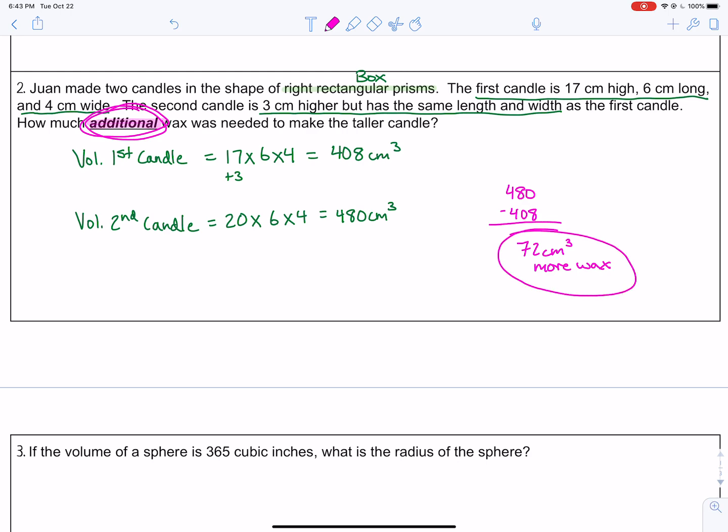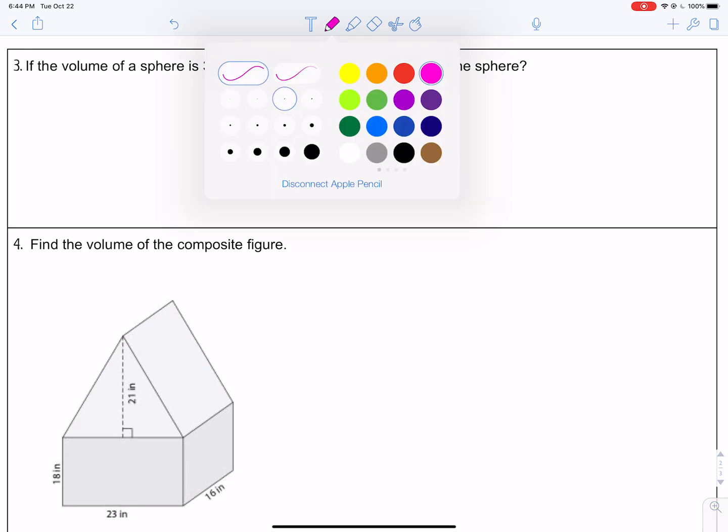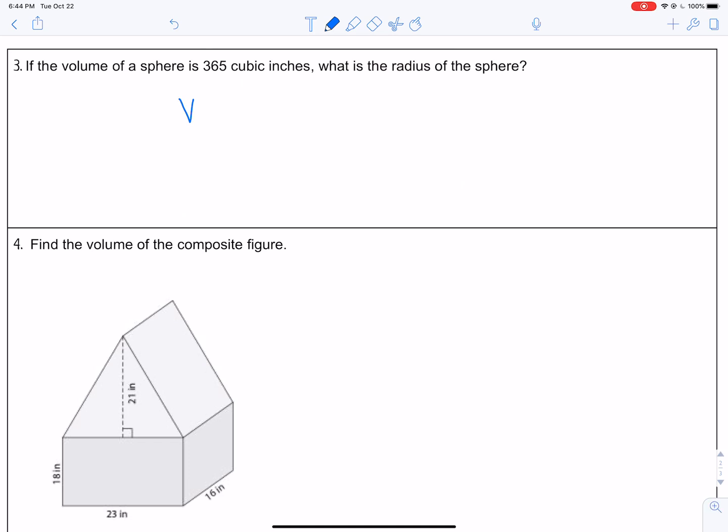All right, let's look at number 3. It says if the volume of a sphere is 365 cubic inches, what is the radius of the sphere? So for the volume of a sphere, the formula is 4/3 pi r cubed. It's good to write down the formula. And then we're going to fill in the volume, which is 365. And then we just have to solve to figure out the radius.